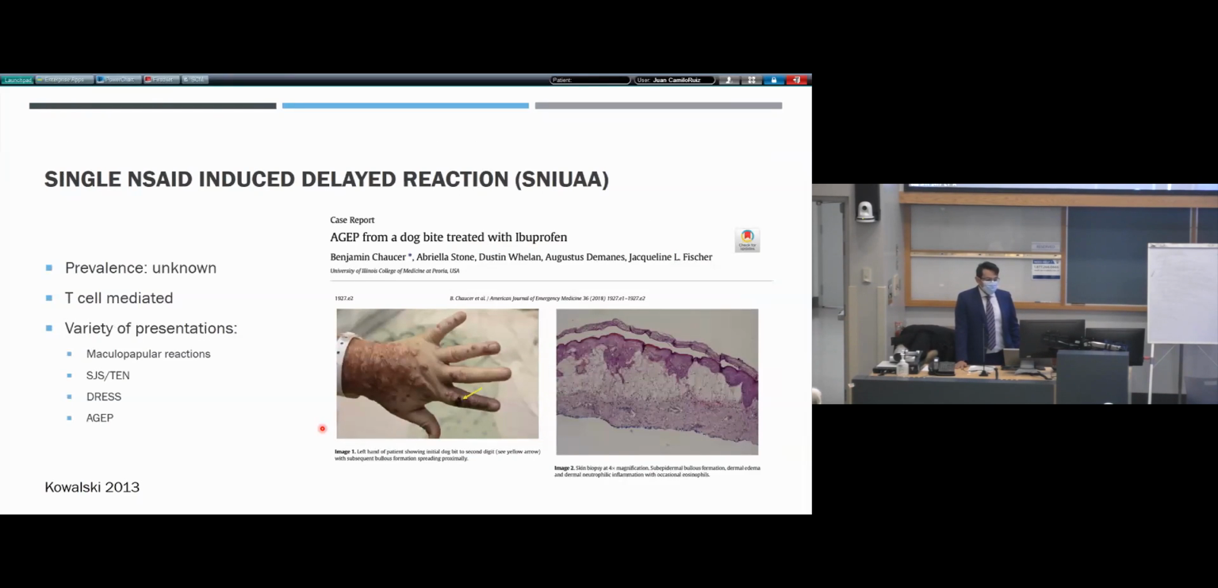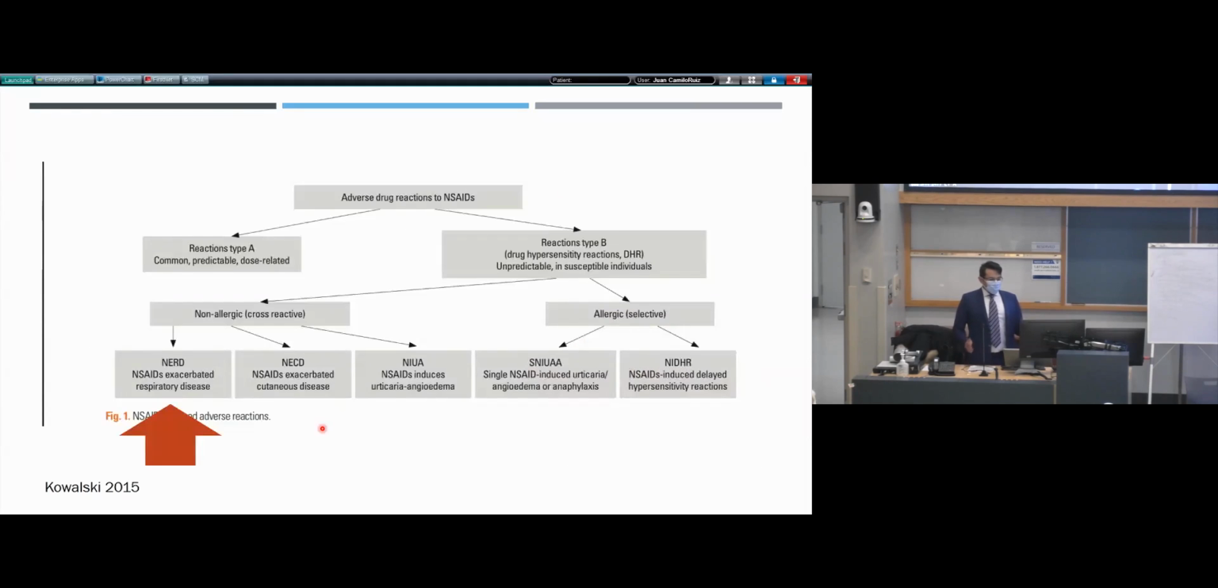Lastly, we'll talk about single NSAID-induced delayed reactions. These are T-cell mediated, and the prevalence is unknown. Usually, they have maculopapular exanthems, but it could be as bad as Stevens-Johnson syndrome and DRESS. In this case here on the right is a case report of a man who was bitten by a dog. He took ibuprofen and developed pustules all over his body. So he developed acute generalized exanthematous pustulosis, or AGEP, from these NSAIDs. So again, these are more delayed rashes. So that kind of gives you a sense of the landscape in terms of reactions.